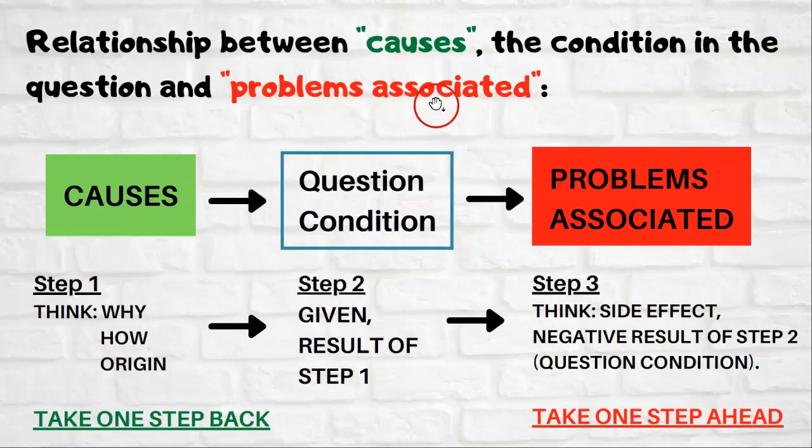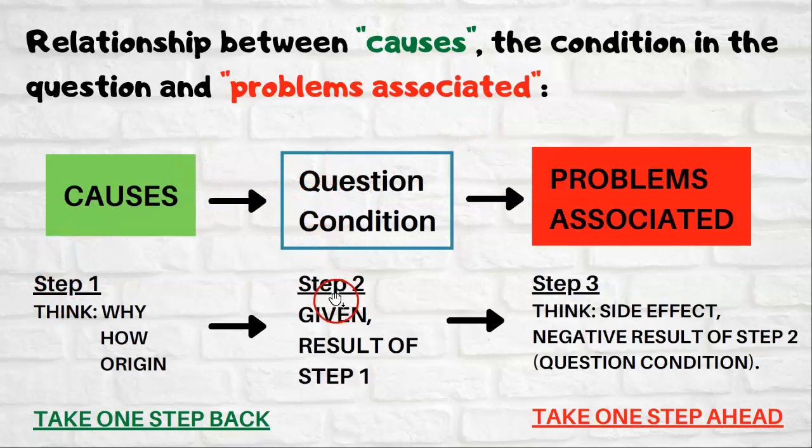So the relationship between causes, the condition in the question, and problems associated. Finally, we are here. Causes, remember the color coding in green. This is the question condition, which we don't really know in every case, because we will see the question and then we'll decide on it. And problems associated in red. Step 1 are the causes.